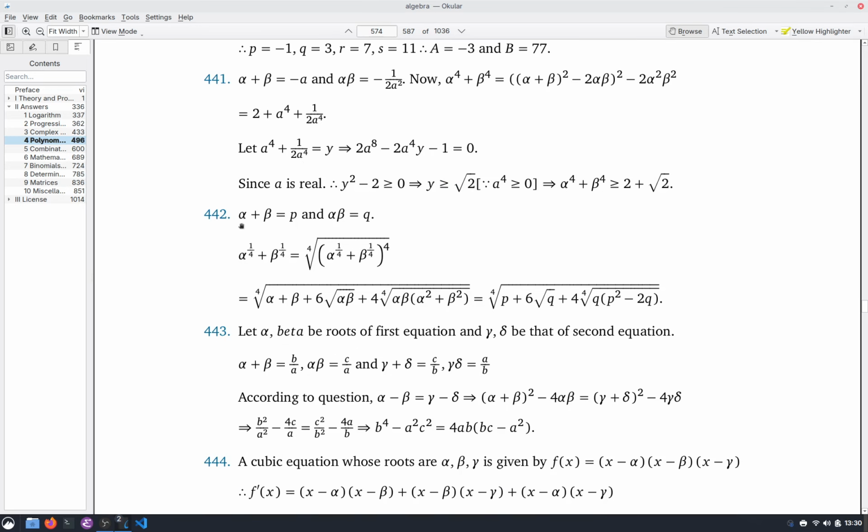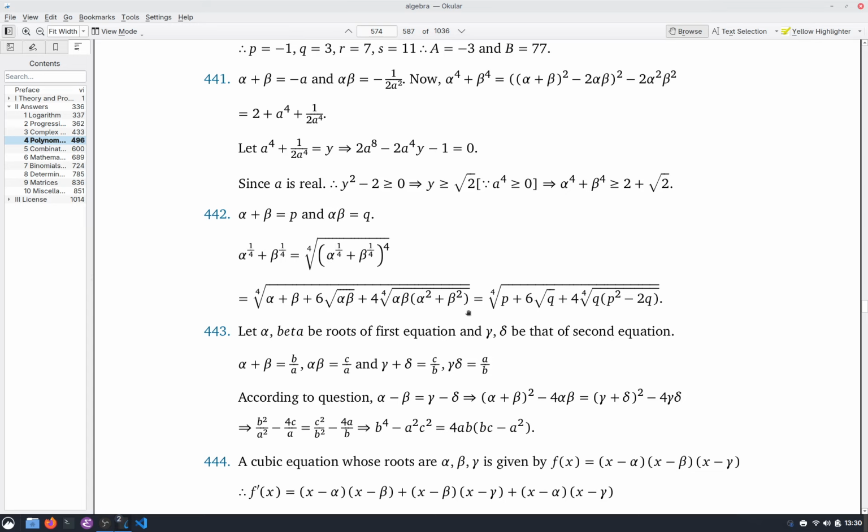So clearly alpha plus beta will be p and alpha beta will be q. Now we can write alpha to the power 1 by 4 plus beta to the power 1 by 4 is equal to the 4th root of alpha to the power 1 by 4 plus beta to the power 1 by 4 whole to the power 4. So this 4 and this 4 will cancel out and we will have the equality. Once we have this inside the root, we expand this, we get alpha plus beta plus 6 square root of alpha beta plus 4 into 4th root of alpha beta into alpha square plus beta square.